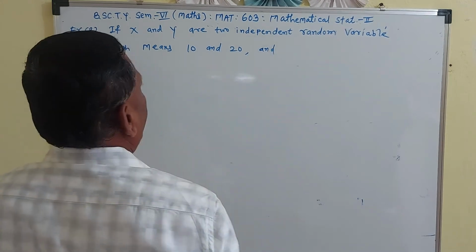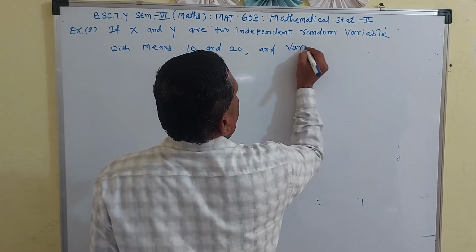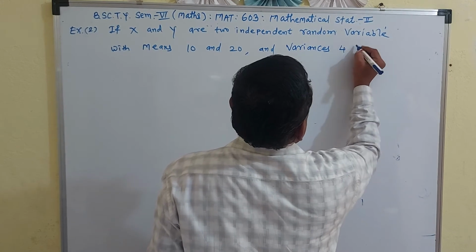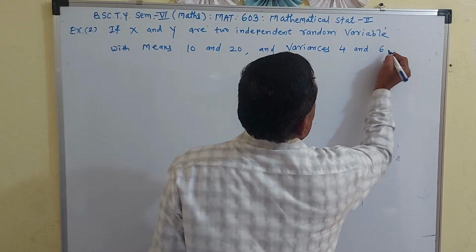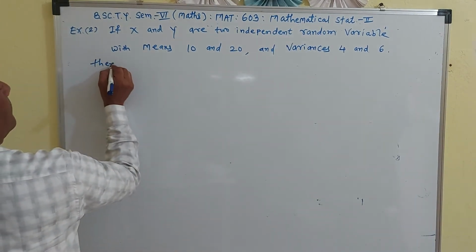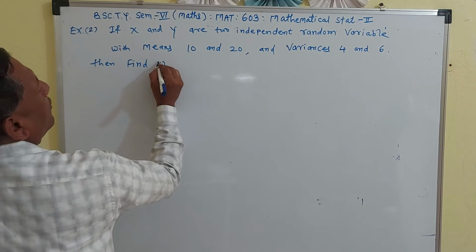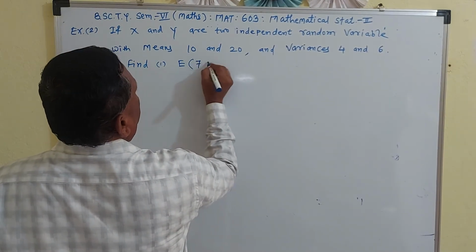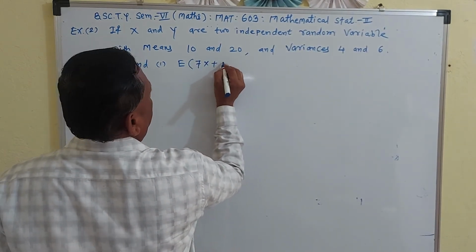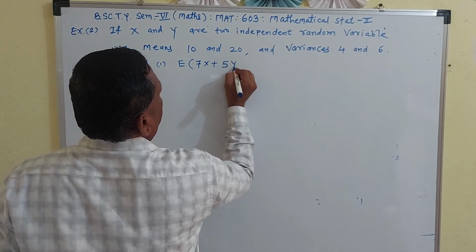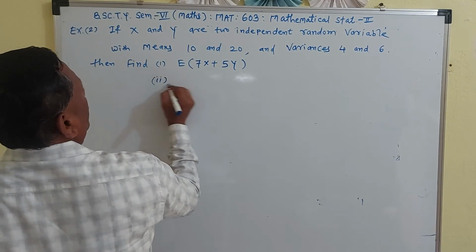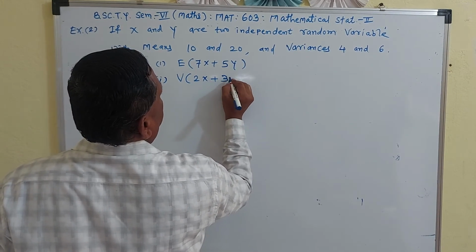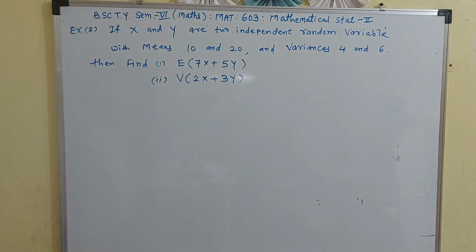and variances four and six, then find number one, the expectation of 7X plus 5Y, and number two, find the variance of 2X plus 3Y. Solution.